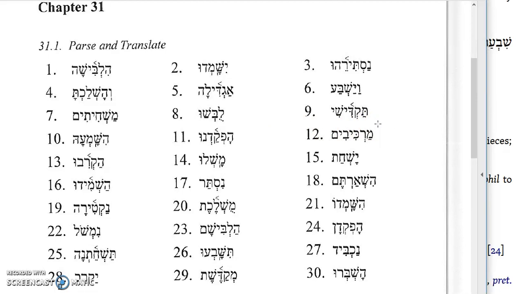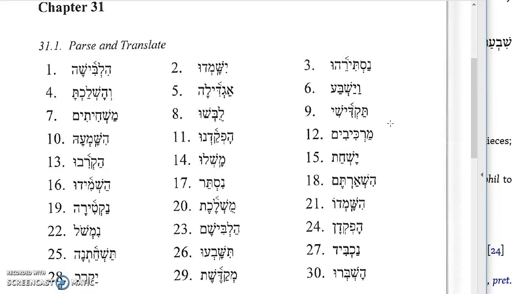Number 9, takdishi. Preformative tav with a patah and a hirik yod in the middle, indicating hifil. A hifil imperfect, second feminine singular with that hirik yod at the end. And so that kadosh means to be holy. The hifil would mean to consecrate or the like, or to sanctify.